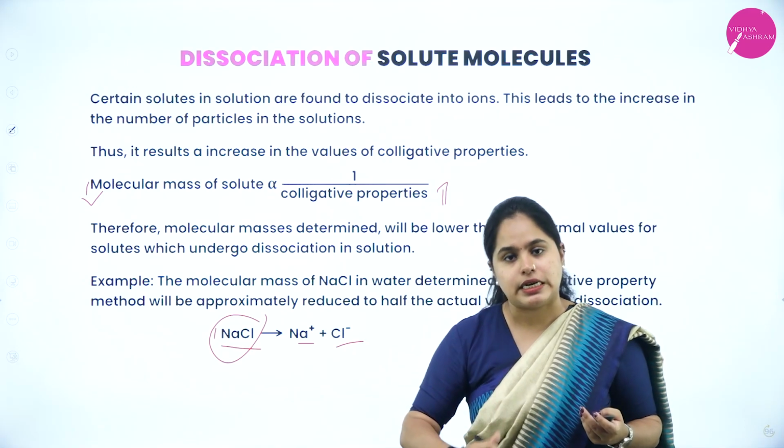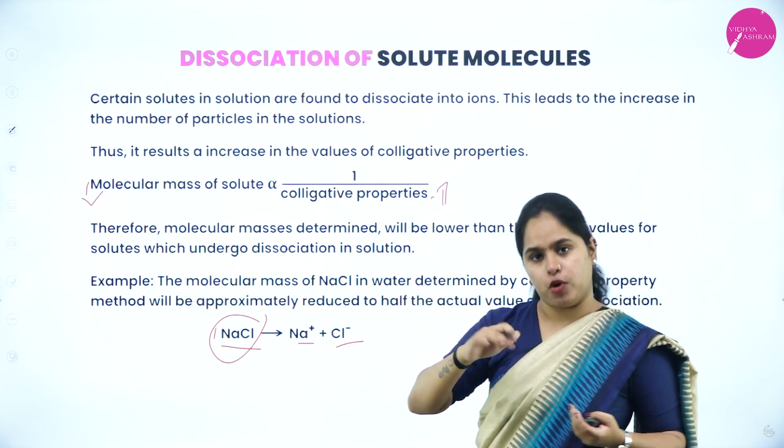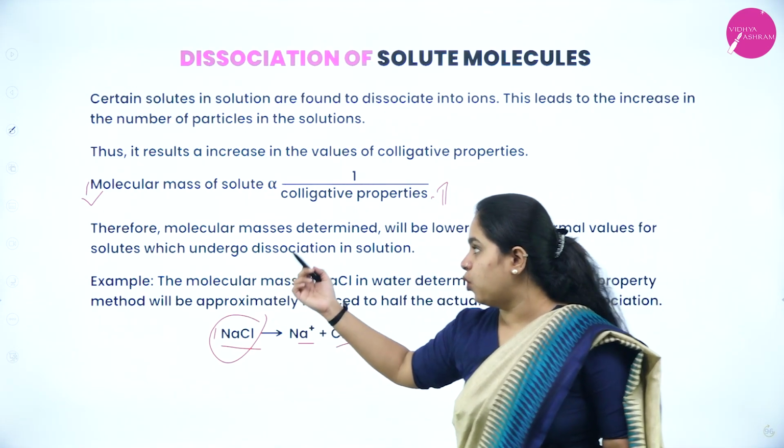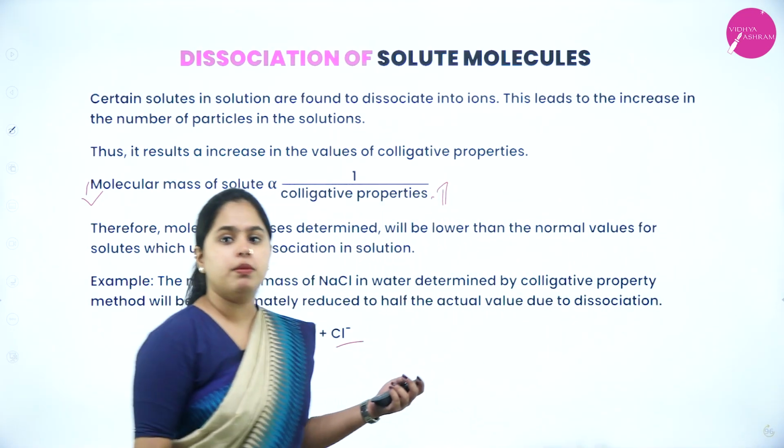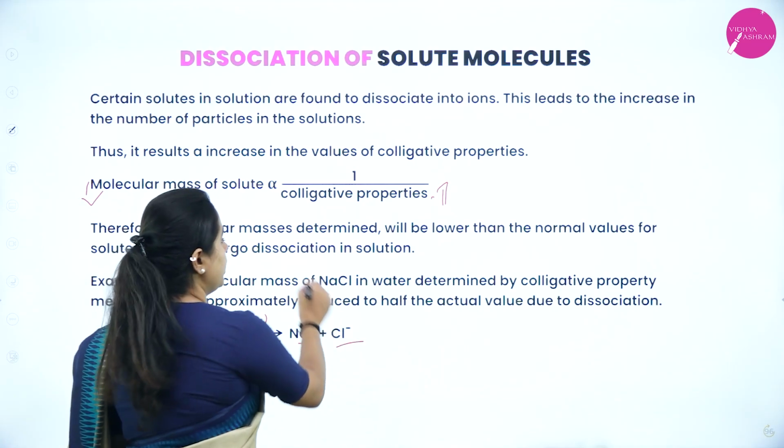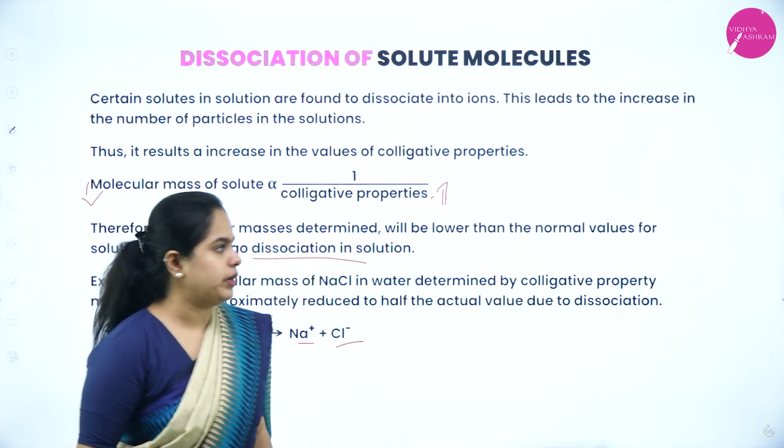The molar mass decreases because the colligative property is increasing there. So therefore, the molecular mass determined will be lower than the normal values for molecules undergoing dissociation. So I hope it is clear.